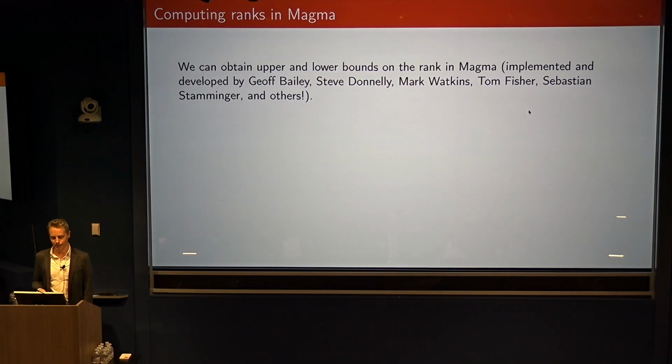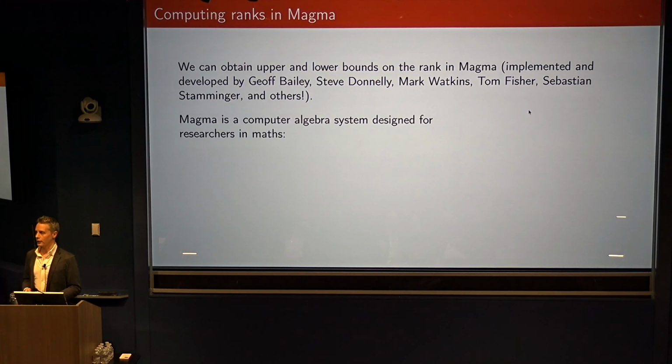So how do you compute ranks? I'll begin to address some of those questions. We can obtain upper and lower bounds on the rank using Magma. The algorithms to compute the rank are highly non-trivial. Jeff Bailey implemented the first version of this maybe 20 plus years ago, and people have been working on it ever since. There's no new, short, simple algorithm. It is a whole suite of techniques that use a variety of approaches.